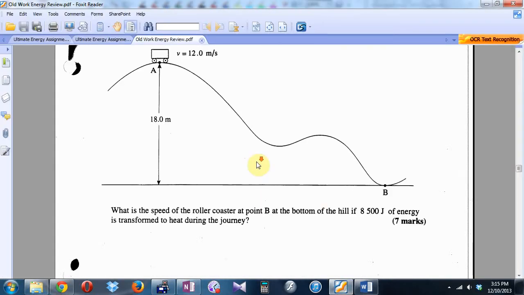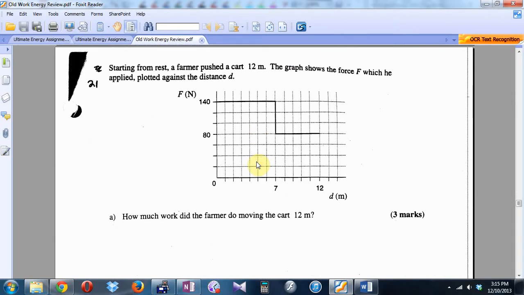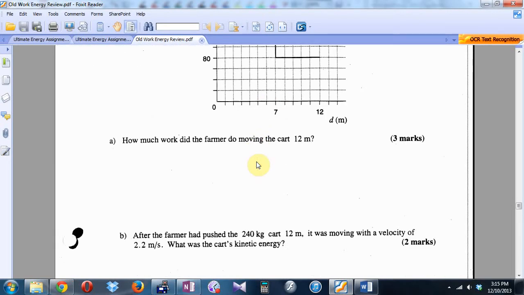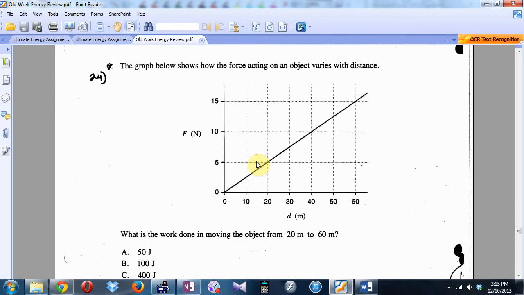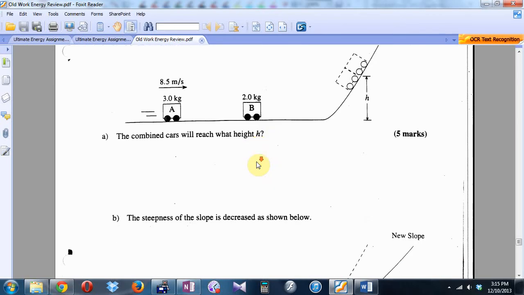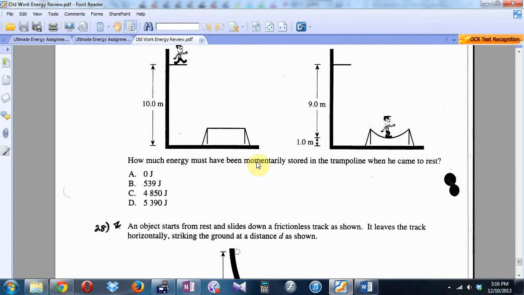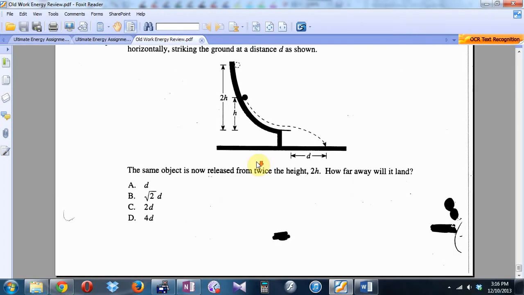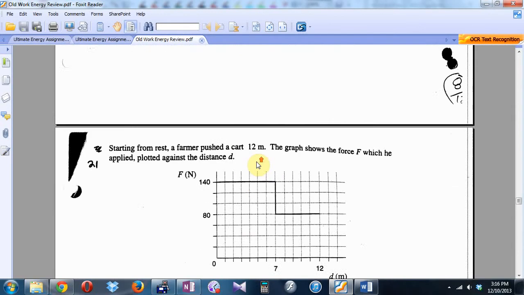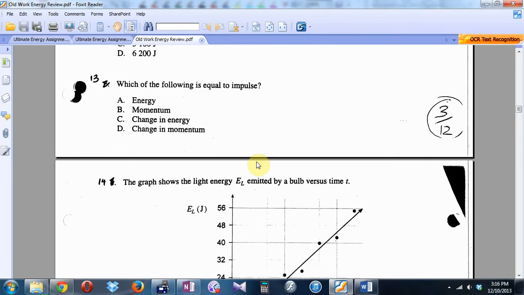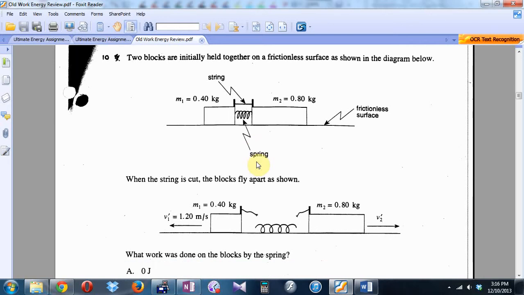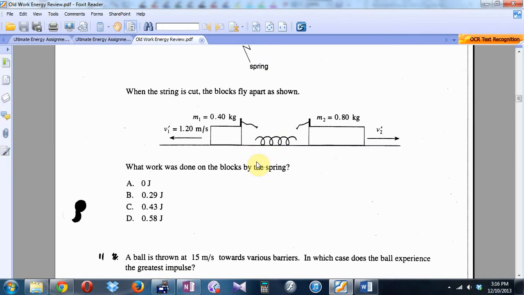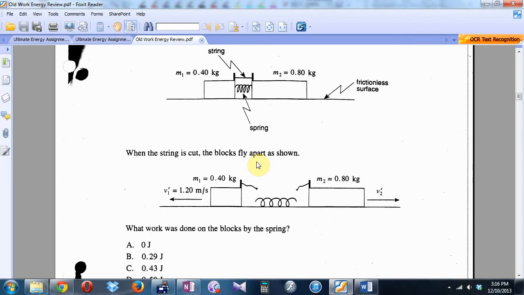So let me see if I can find a good graph question. Some of these also appeared on your review. So let's try number 10. That looked good, I think. Oh, you know what? This is a momentum question. Ha! That's why I didn't assign it. It's a combined energy momentum question.